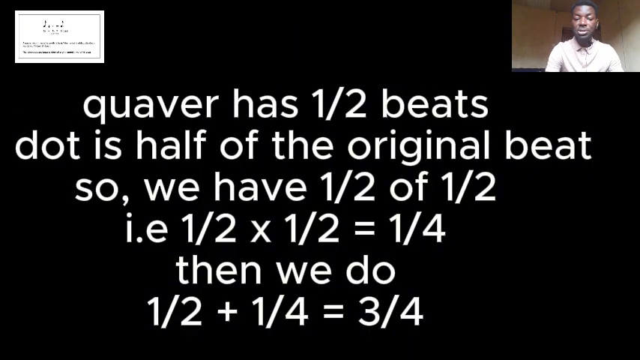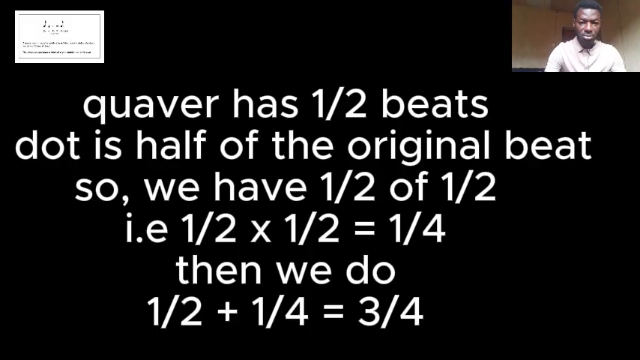Okay? So now 1/2. If you now add a dot beside a quaver, the beat has increased. It's no longer the usual 1/2. Now we have to find half of 1/2. If you calculate it, half of 1/2, you can just simply say 1/2 times 1/2. Half of, in mathematics, of means what? Times, yes. So 1/2 times 1/2 gives us what? 1/4. So now the beat is a quaver, which is 1/2. The dot is now 1/4. So 1/2 plus 1/4 gives us 3/4. Very simple, very good.